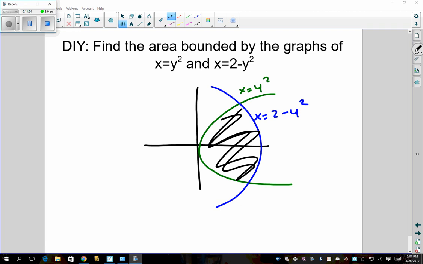So here's a DIY problem. I drew the graphs for you. You're given x equals y squared and x equals 2 minus y squared, and you're asked to find the area between the graphs. The other one was less obvious, but when things are already in terms of y, we know we need to integrate with respect to y instead of x. That's your big clue right there. So go ahead, pause the video, try it yourself. I'm going to take a minute to write down the solution, but see how far you can get.